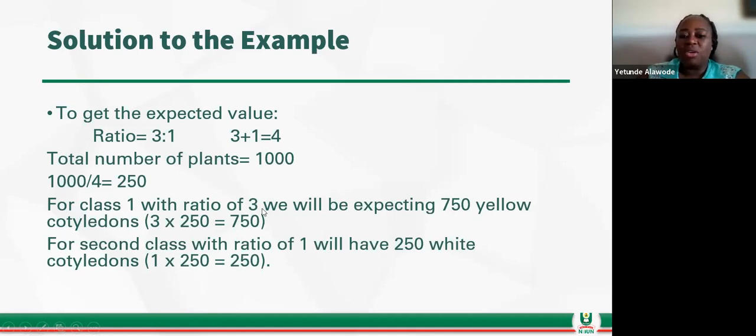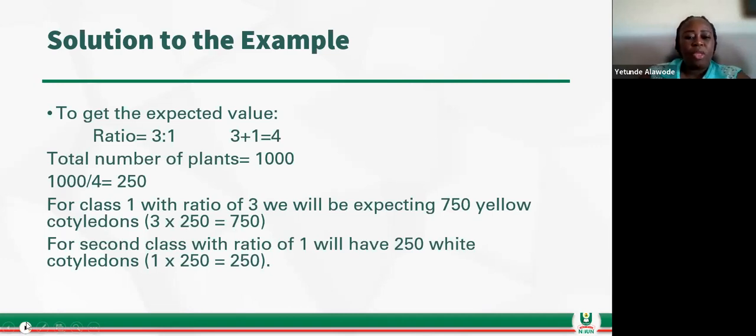So in the first class of 3 now, your ratio will be 3 times this 250 that you just got by dividing 1,000 by 4. So you now get 750. That's for the first class. And for the second class, which is the ratio of 1, you have 1 times 250. You get your 250. So these 750 and 250 are your expected values.